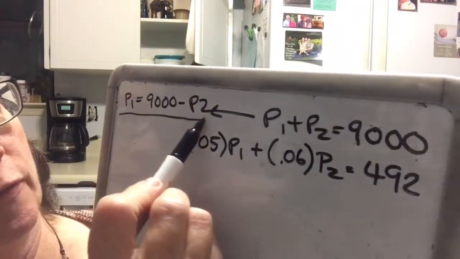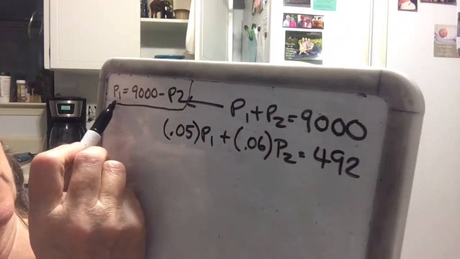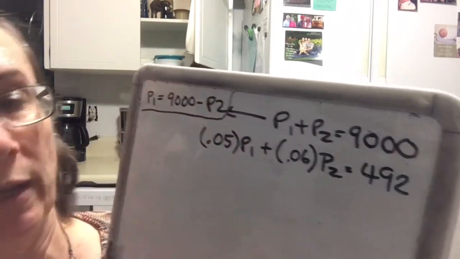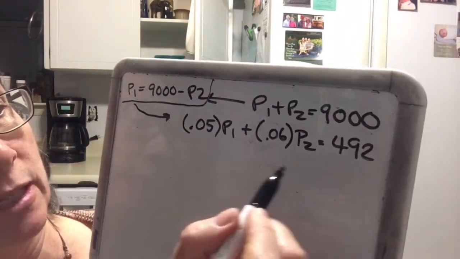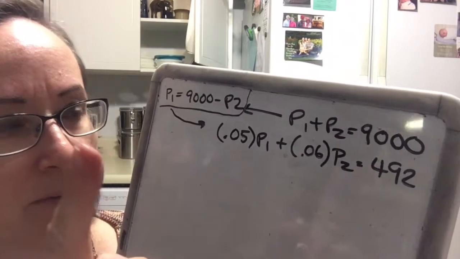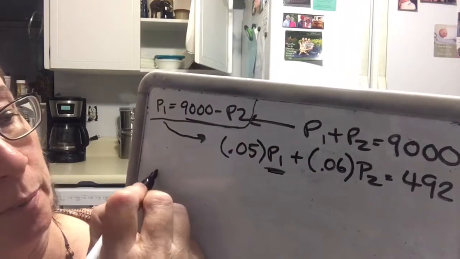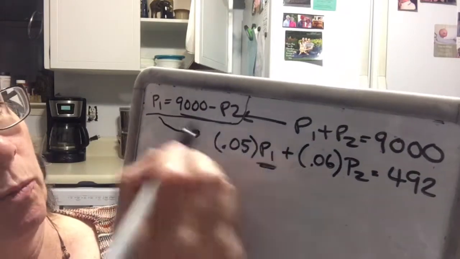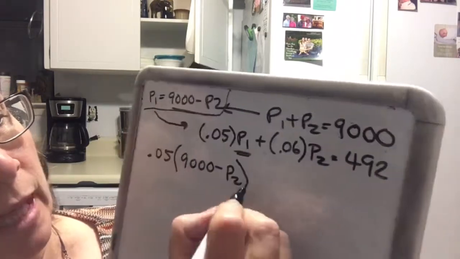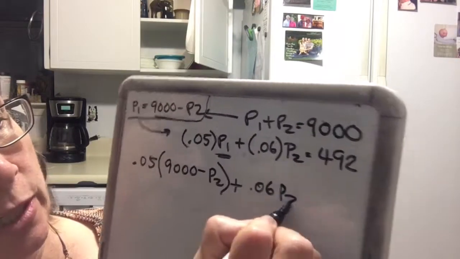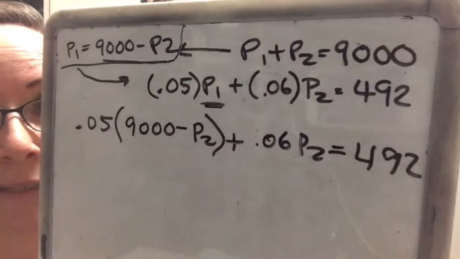Okay, so I have rewritten our information up here at the top of this board. This is what I just solved for. I took this equation, P1 plus P2 is 9,000, and turned it into P1 is 9,000 take away P2. So I got one variable in terms of the other. And now I'm going to substitute this P1 into this equation, so I'll have one unknown. So I'm going to get 0.05 times (9,000 take away P2) plus 0.06 P2 is 492. So now I have one equation, one unknown, and I can solve this.